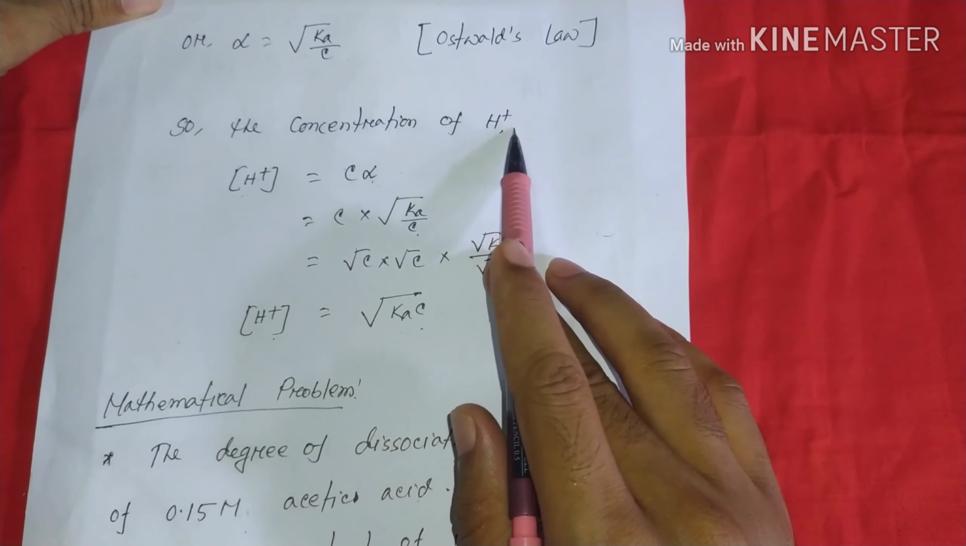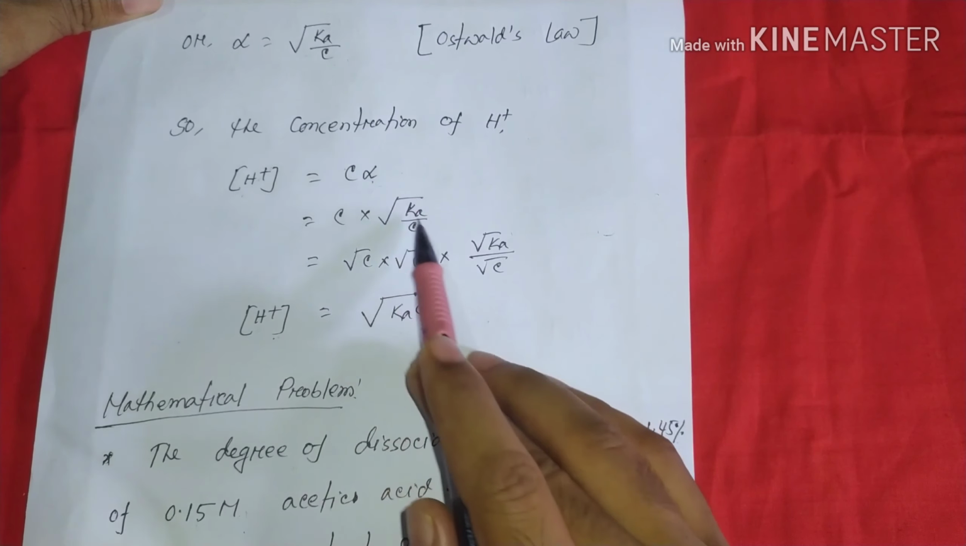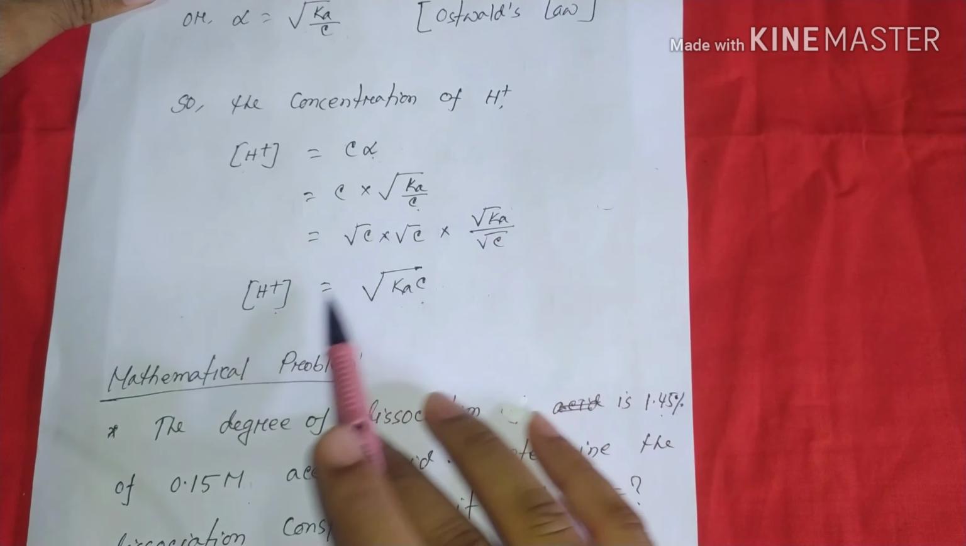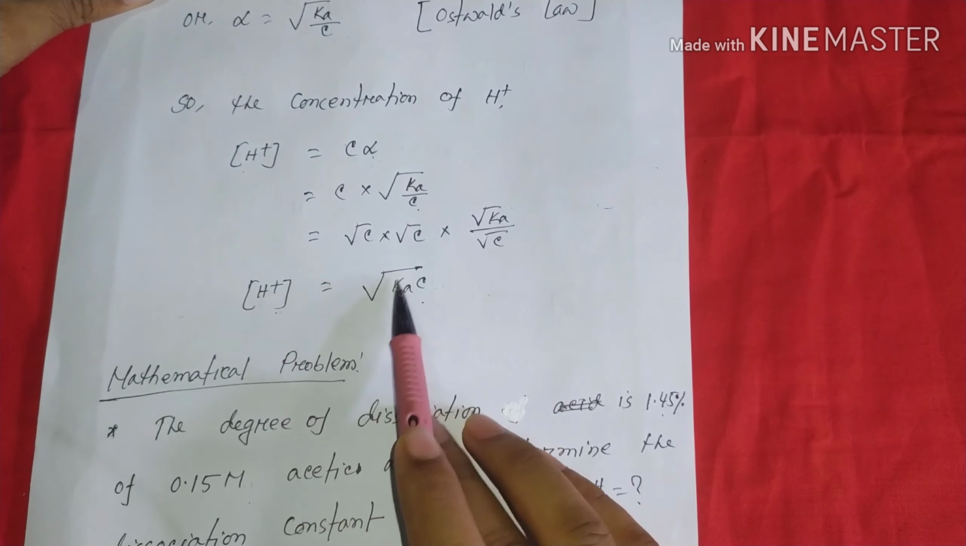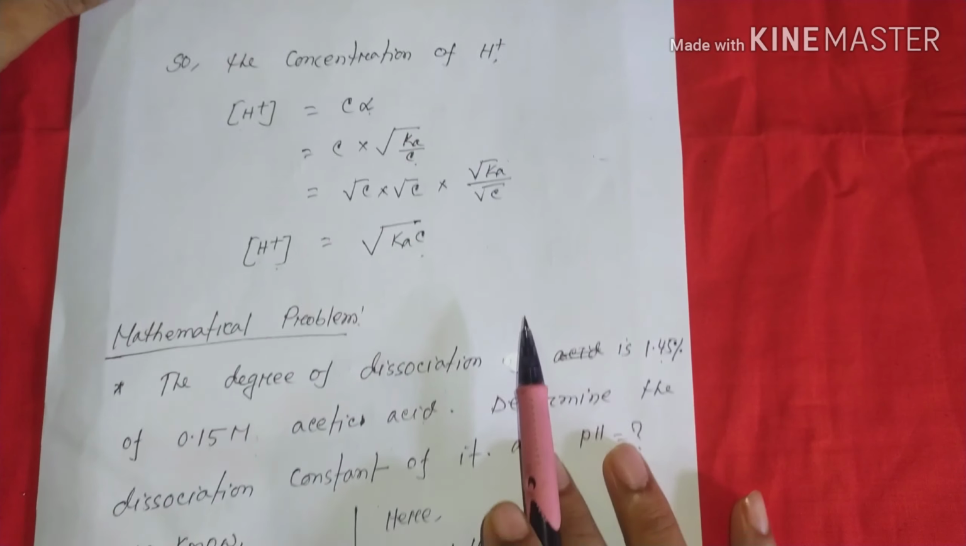So the concentration of proton is equal to C alpha. Putting the value of alpha, finally we can write the concentration of proton is equal to root over Ka C.